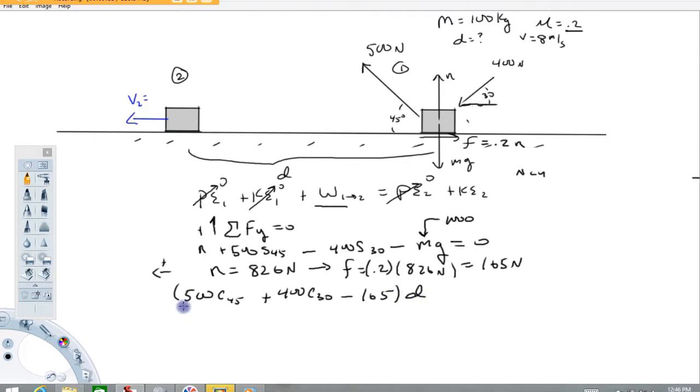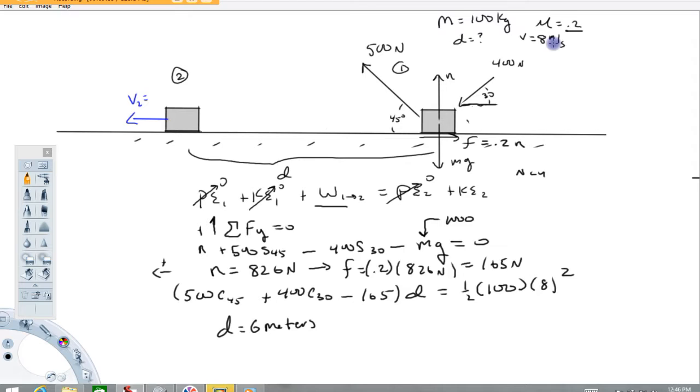Times distance, so there's my force times distance equals 1/2 mv squared, and I'll just go ahead and put a numerical value there, 1/2 times 100 times 8 squared. That's my KE2 term. That's 1/2 mv2 squared. So this equation can be solved for the distance. And again, I was consistent with units here, so this is in newtons. This is in kilogram meters squared per second squared. So when I solve this for the distance, I'm going to get meters, and I get about 6 meters out of that. So this box is going to travel a distance of about 6 meters, and at that point it'll be moving at about 8 meters per second.